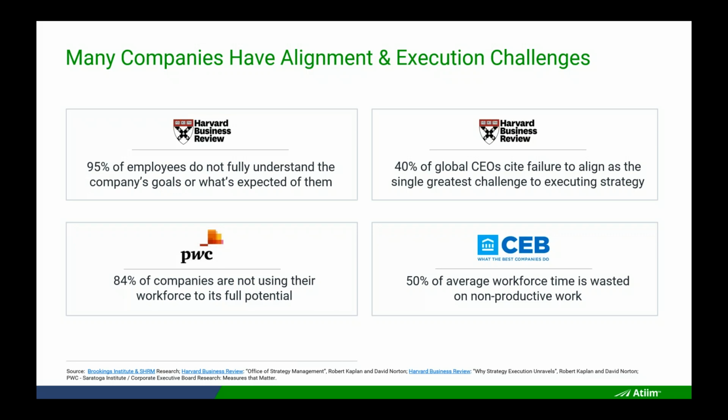Another statistic said that 40% of the CEOs polled, the biggest cohort, responded that failure to align is the single greatest challenge to executing strategy. Then 30% answered the next big thing, and 25% the next one. But the top one was basically the failure to align.